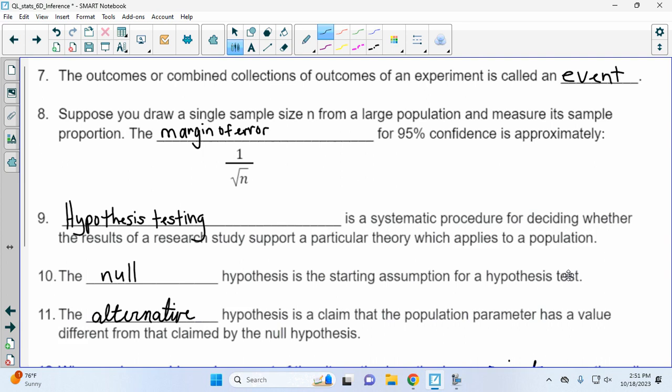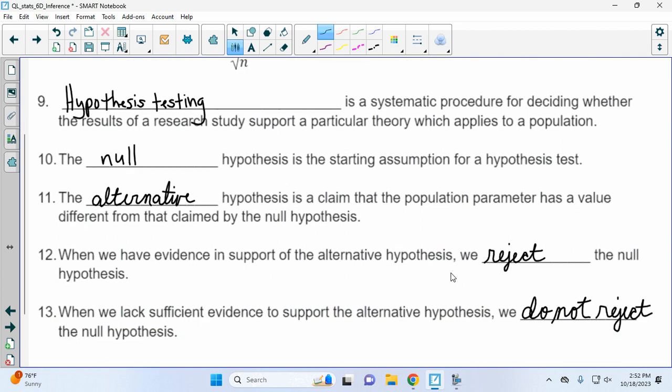Suppose you draw a single sample size N from a large population and measure its sample proportion. The margin of error for 95% confidence is approximately 1 divided by the square root of N. Hypothesis testing is a systematic procedure for deciding whether the results of a research study support a particular theory which applies to a population. The null hypothesis is the starting assumption for a hypothesis test.